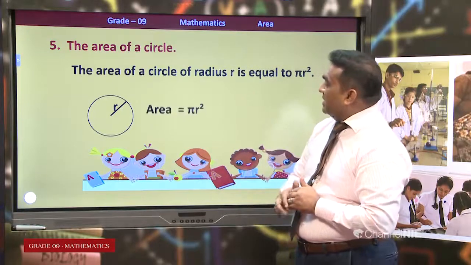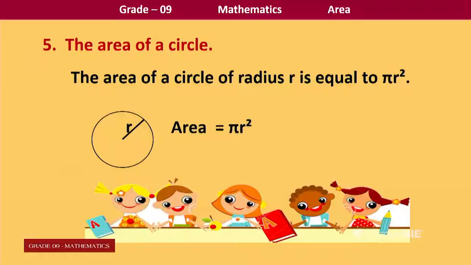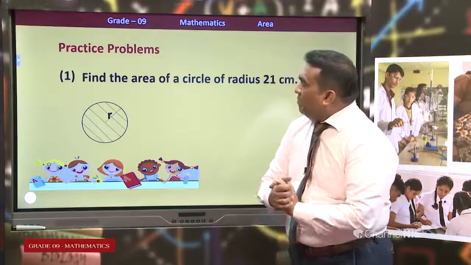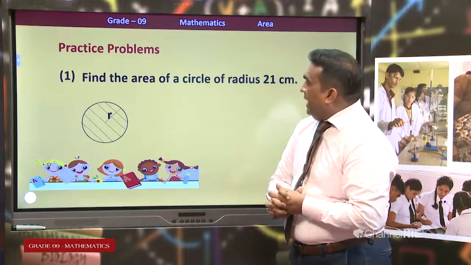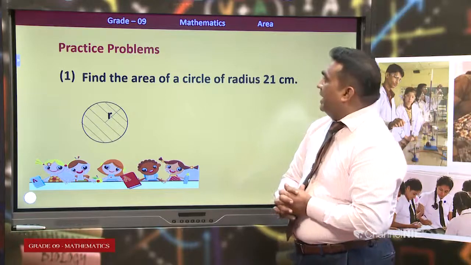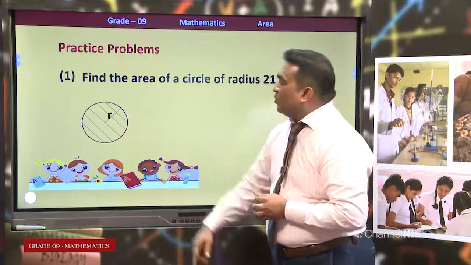Now, we will see an example. This is our formula. Area equals pi r squared, where pi is 22/7. Always you have to use 22/7 instead of pi. Then I defined again, r is the radius. Right, there is a practice problem. Find the area of a circle of radius 21 centimeter. It means r is equal to 21.